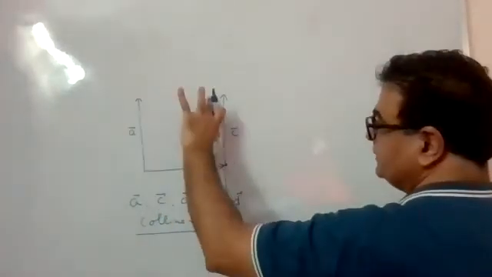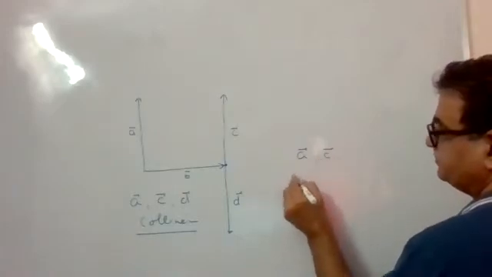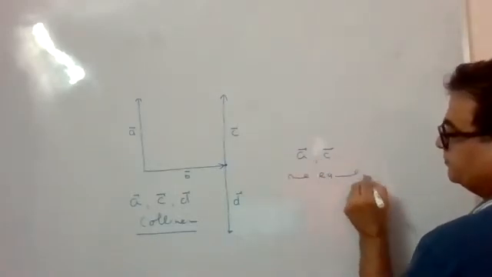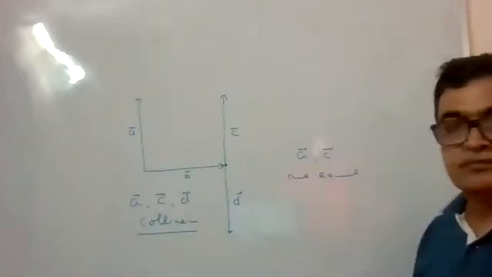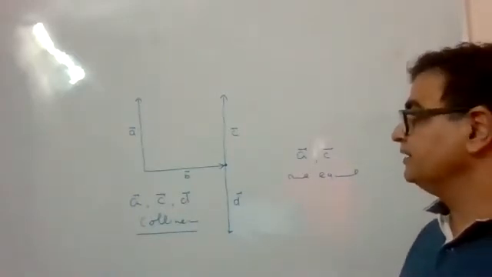A or C, they are equal vectors. A and C are equal vectors.